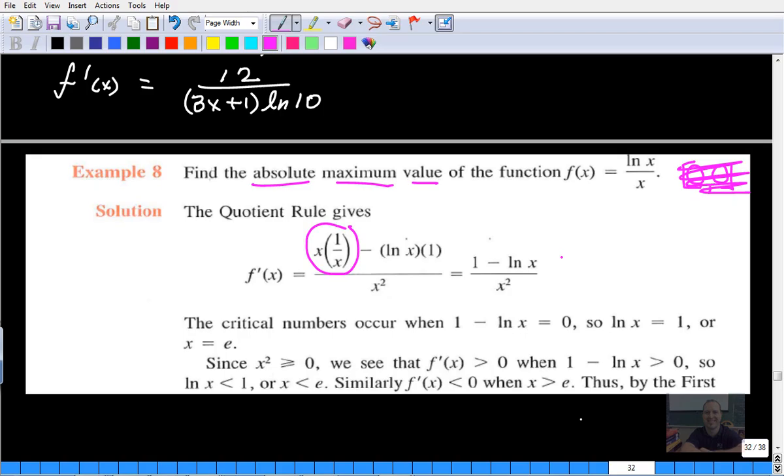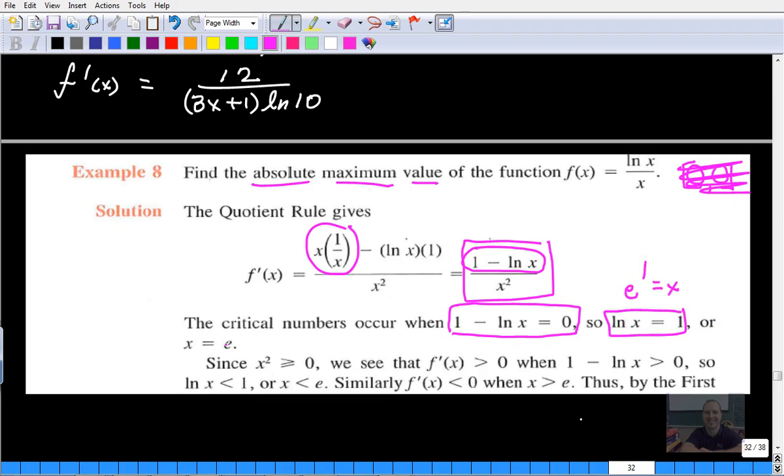So the critical numbers occur when the derivative equals 0, and of course, that equals 0 when the numerator equals 0. That's what our concern is. So if we let 1 minus ln x equal 0 here, which turns into an equation of ln of x equals 1. And remember, when you have a logarithmic statement, an equation like this, you can always rewrite that as an exponential. So that's e to the 1 equals x, or x equals e.